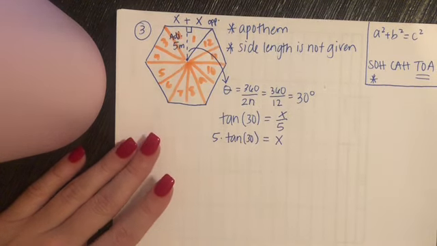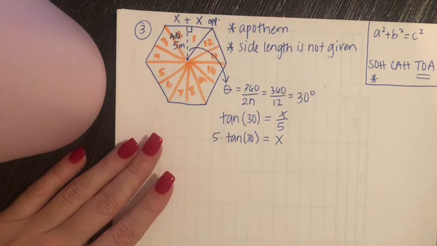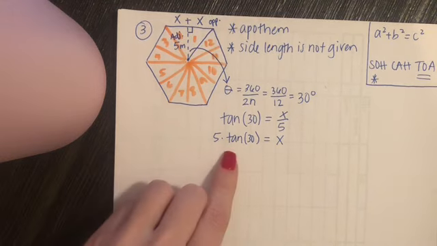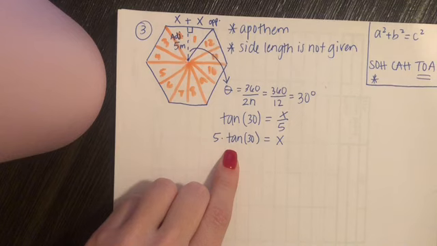Okay, and I can punch this in my calculator. Let's go ahead and do that right now as a class. I have to change my calculator to scientific, and it's 5 times tangent of 30. And I'm in radians. I need to be in degrees. So let me try that one more time.